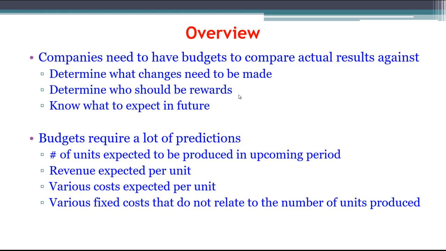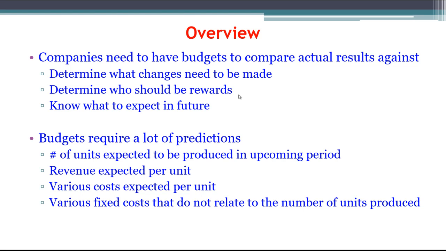So we know from previous videos why companies need to have budgets. The idea here is that they set a budget ahead of time, and then as the actual activity comes through, they can compare those actual results against the budget. And this will allow them to determine, do they need to make any changes to the operations if they can't stay under budget? Do they need to change the budget? Maybe it's wrong, it's unreasonable. Maybe the activities or the environment or the economy has changed all of a sudden.